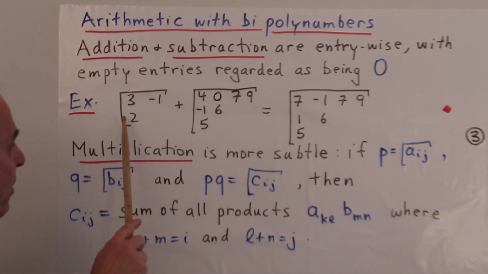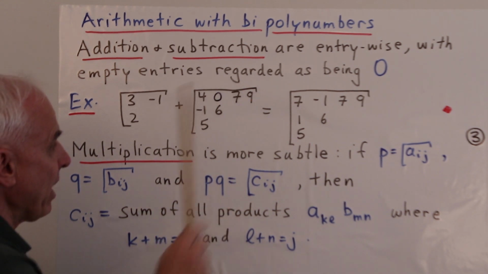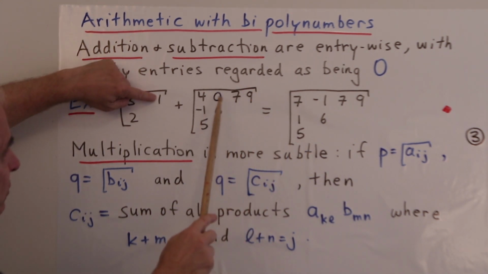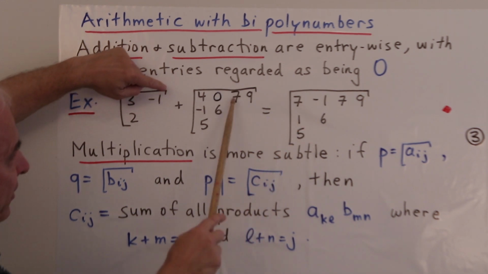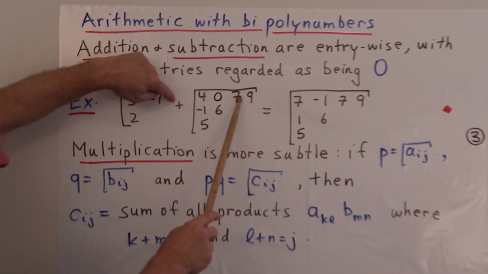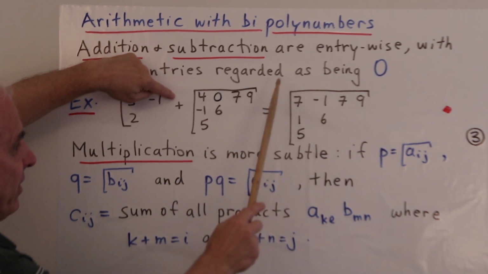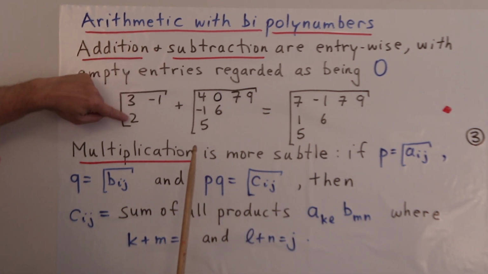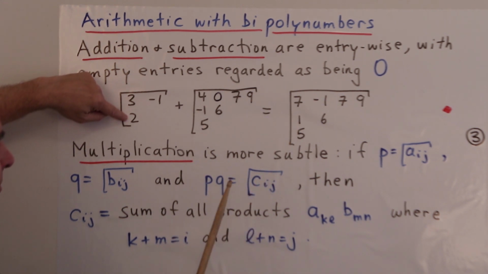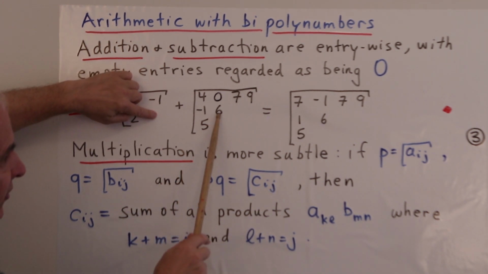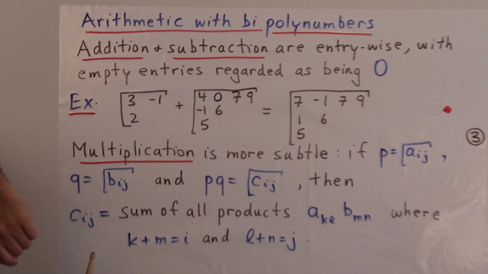Okay, so let's say we want to add this bipolynumber with this bipolynumber. We're going to get this one, because 3 plus 4 is 7, minus 1 plus 0 is minus 1. The 7 will add to the empty 0 that's in the corresponding spot there to give us 7, and similarly for the 9. The 2 plus the minus 1 will give us a plus 1. The 5 down here plus the empty 0 here will give us a 5. And in this spot there's a 0 and a 6, giving us 6.